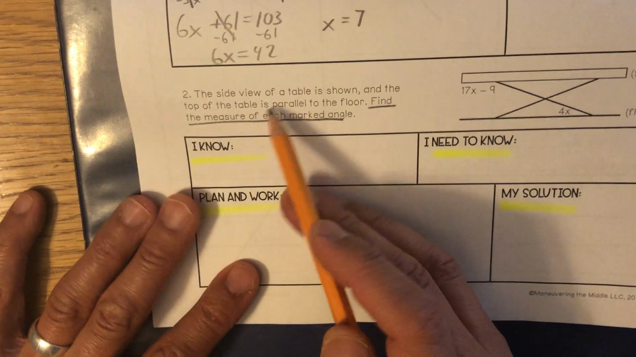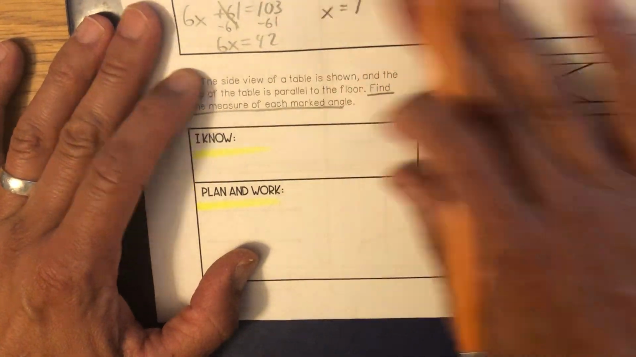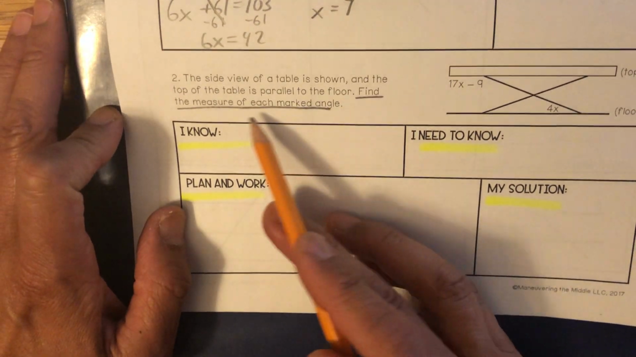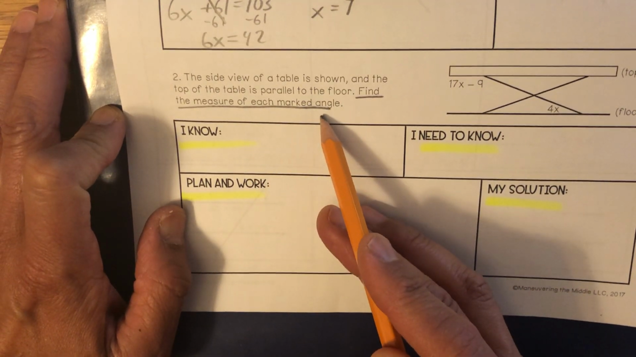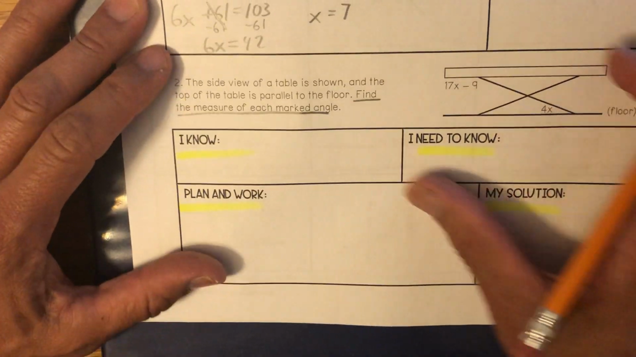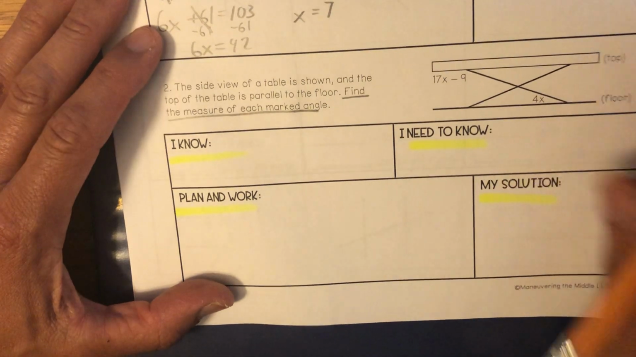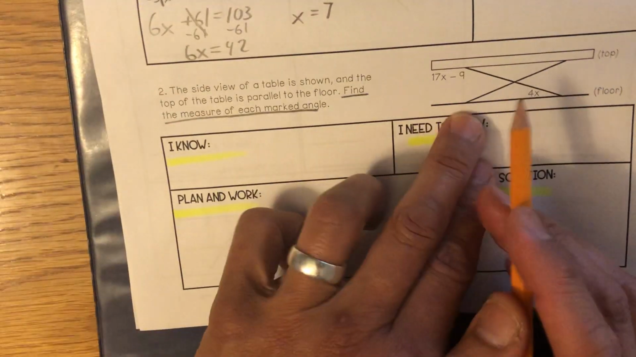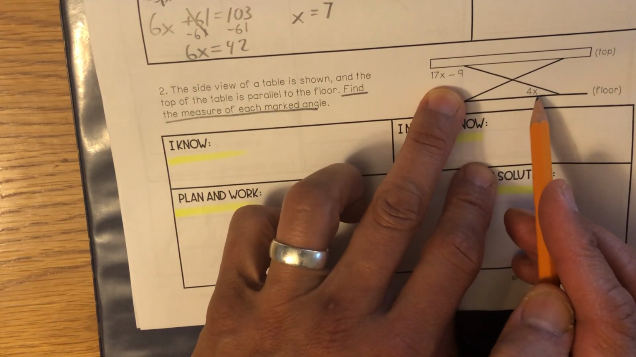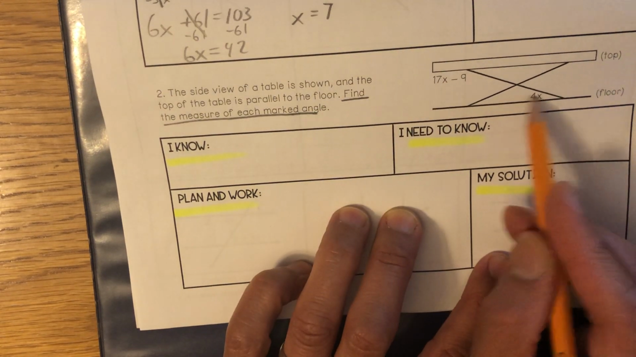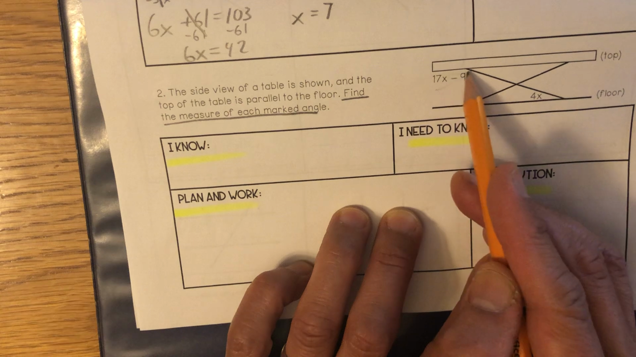Number 2, the side view of a table is shown, and the top of the table is parallel to the floor. Find the measure of each marked angle. So what do we know here? These are supplementary. One of these angles is less than 90 degrees. The other one is greater than 90 degrees.